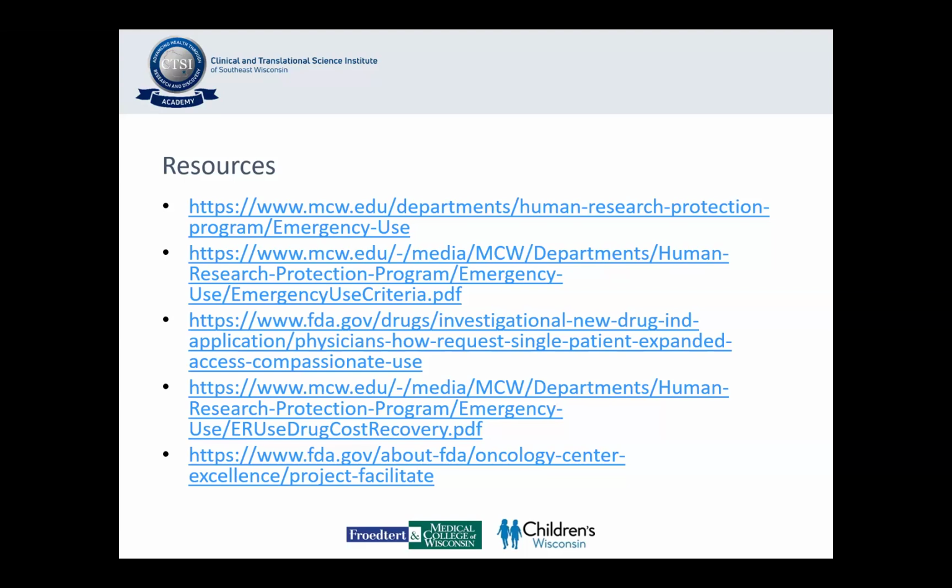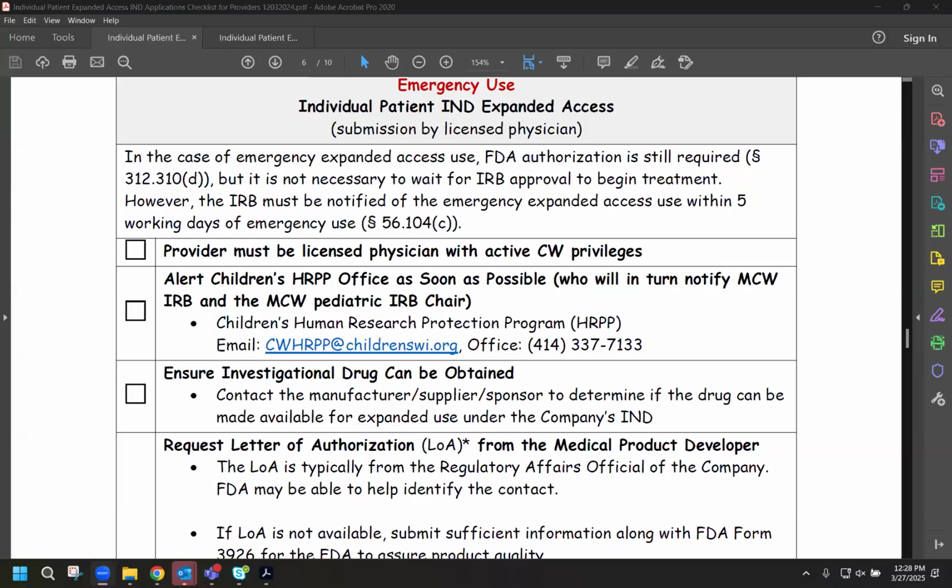Kirsten, this was great because I know these things don't happen that often. And so giving everybody some information about what to do when these unexpected things come up, I think is fabulous. I wanted to share our institutional processes. So I'm the research integrity manager, for those who don't know me, at Children's Wisconsin. And we get requests for expanded access pretty frequently in our space.